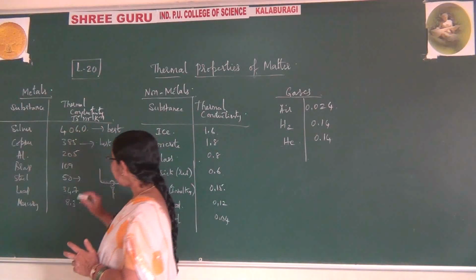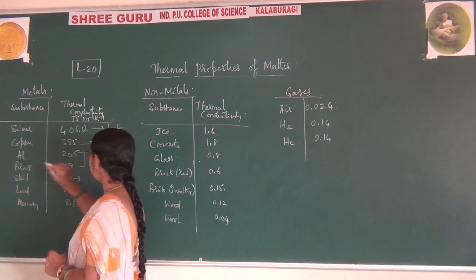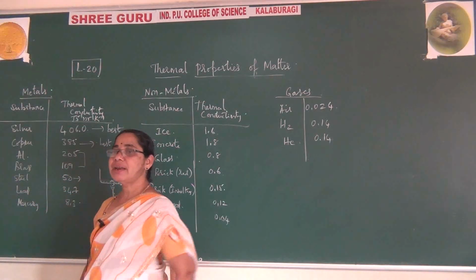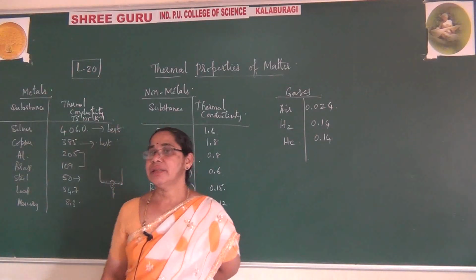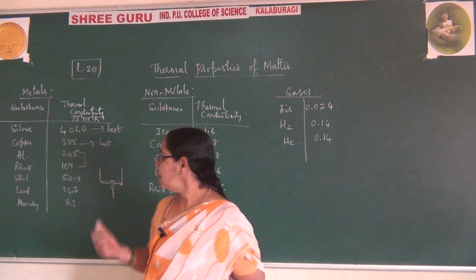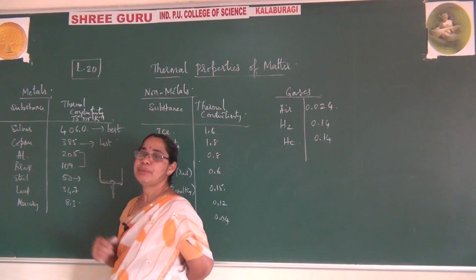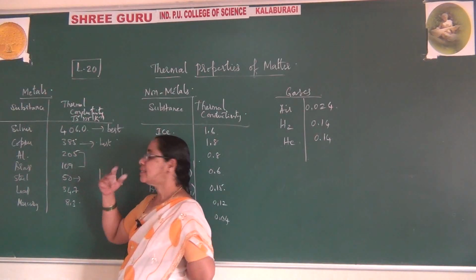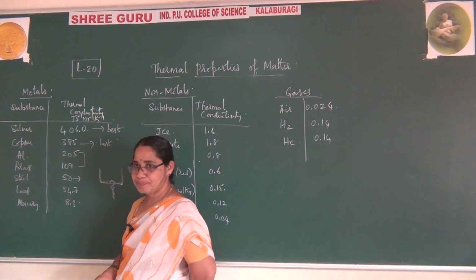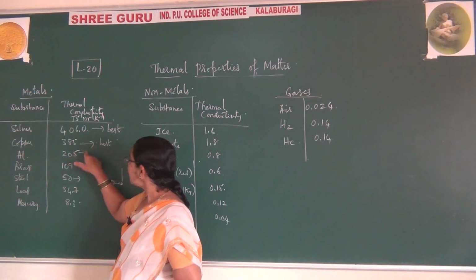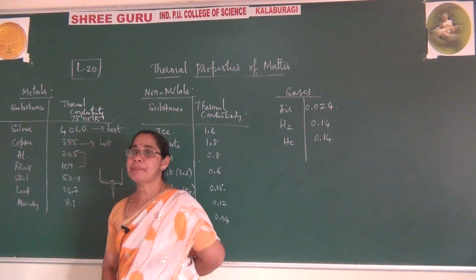Even compared to steel, brass and aluminium are good to cook foods. Using brass and aluminium, you can cook regular foods, and cooking utensils made of brass and aluminium can be used. But compared to this, copper is best.